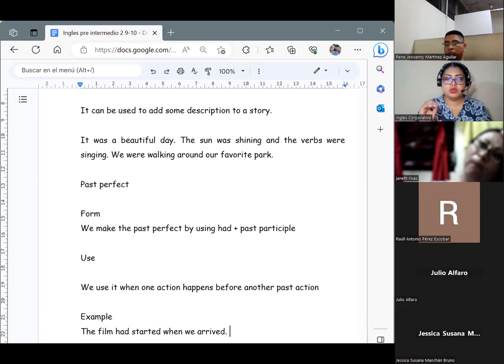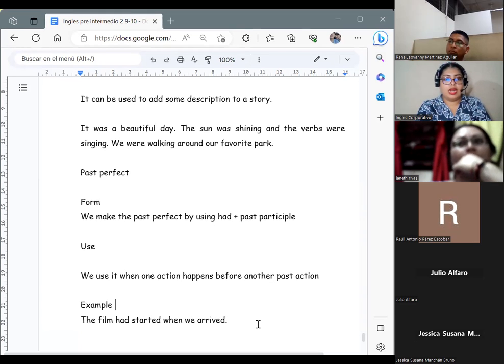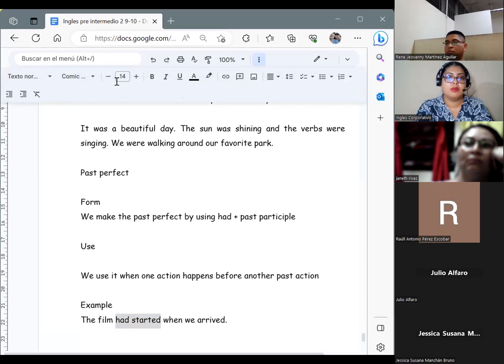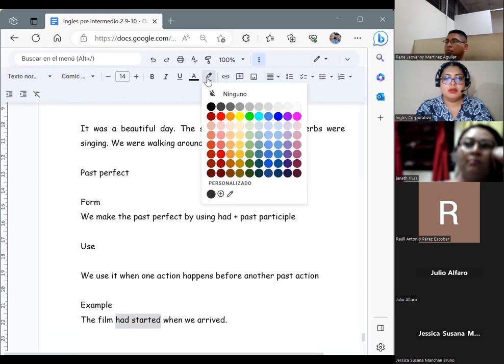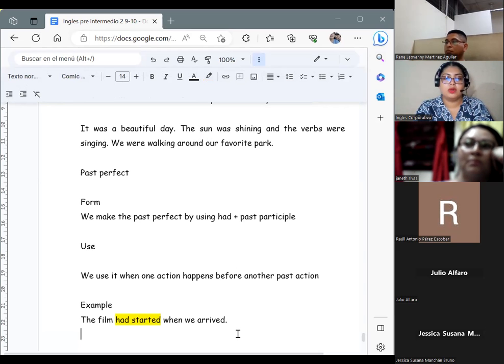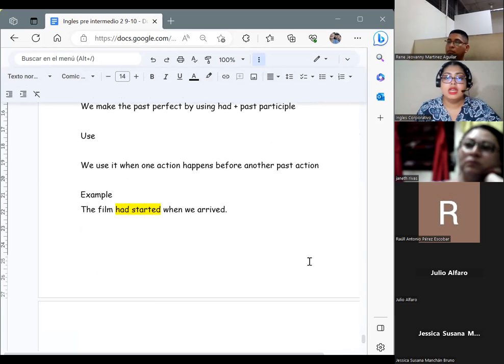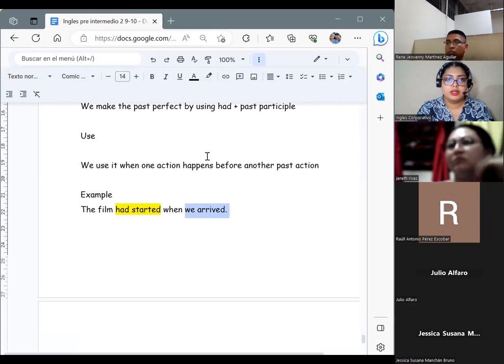Okay, ahí tenemos nuestra oración. La película había comenzado cuando llegamos. Entonces, estamos aplicando la regla aquí, had started. Tenemos el uso del auxiliar en pasado más el verbo y es obviamente pasado perfecto. Ahora, en la segunda acción, when we arrived, es en pasado simple. We arrived.